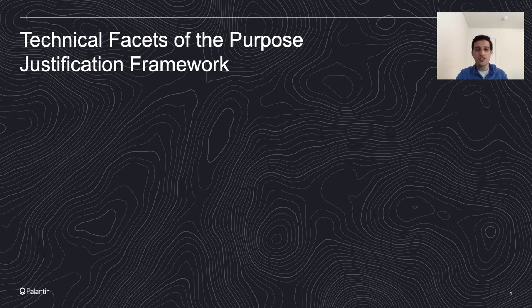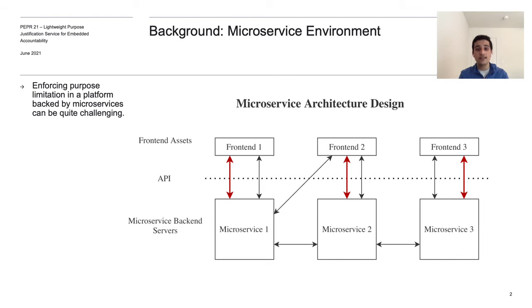In this section, we will outline some critical technical features of this purpose justification framework. Let's start by discussing the environment in which this framework can be used. Many of Palantir's products are built using a microservice architecture design. The data platform consists of many standalone but interoperable backend services that are displayed to the user in a unified platform for a cohesive user experience.